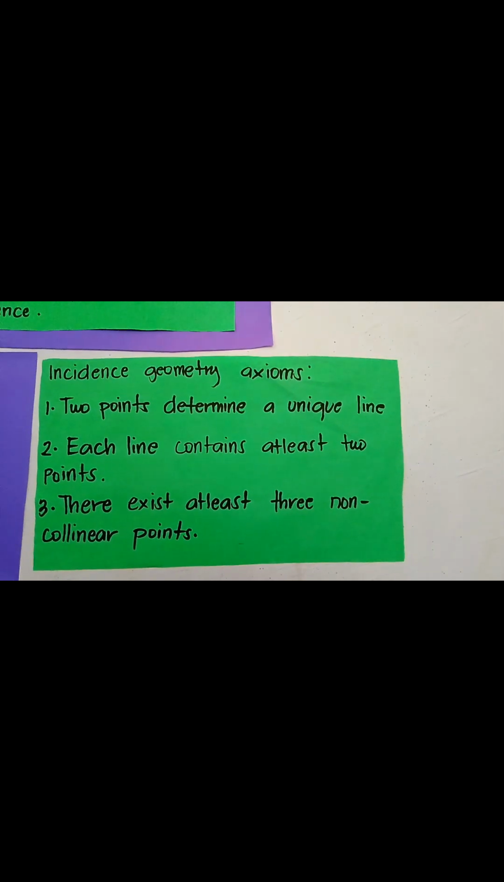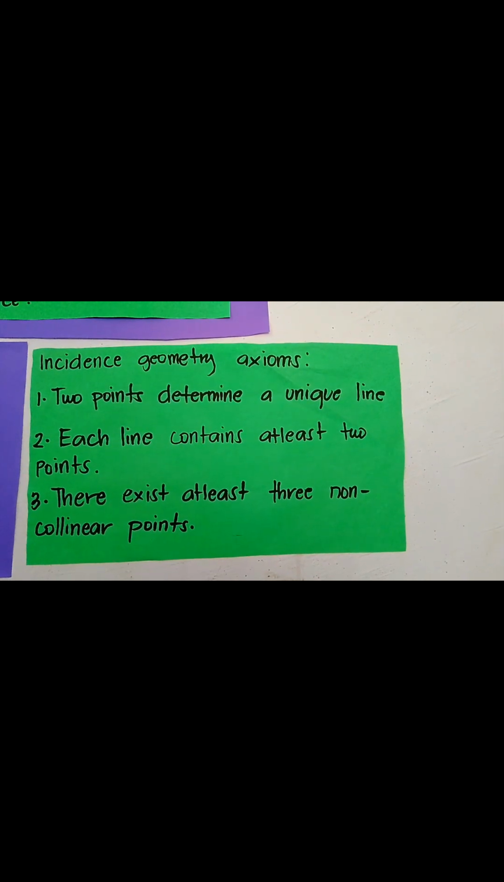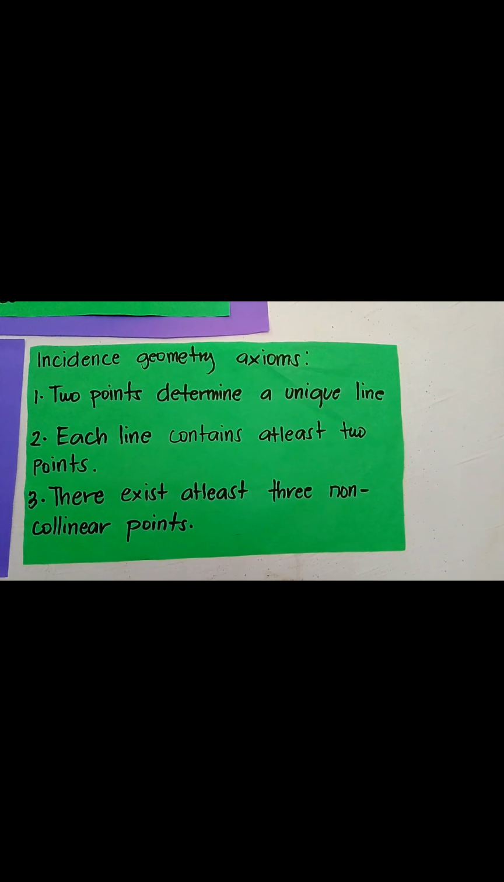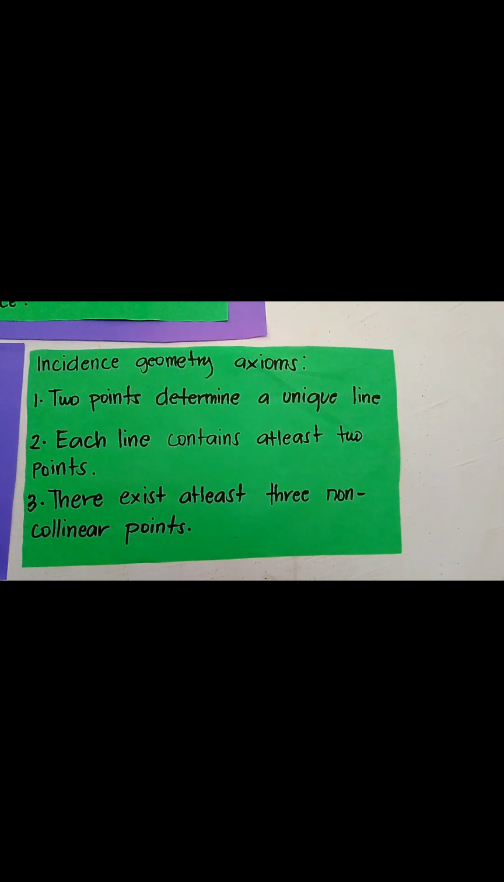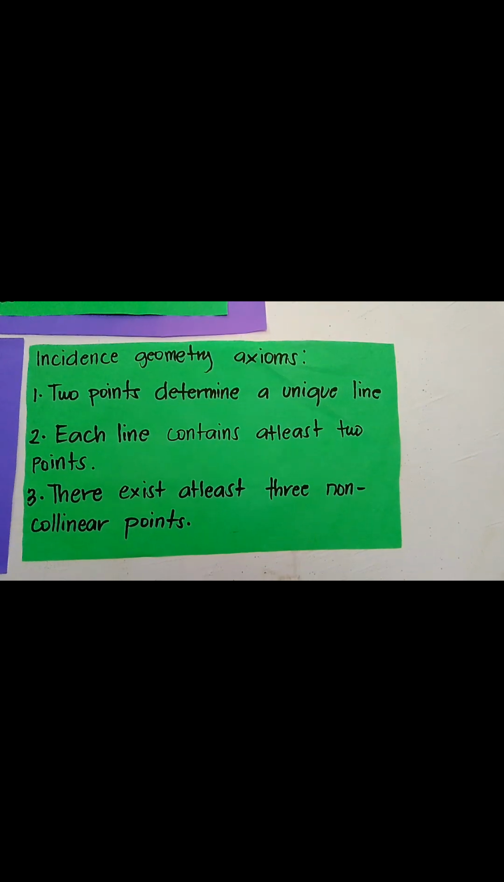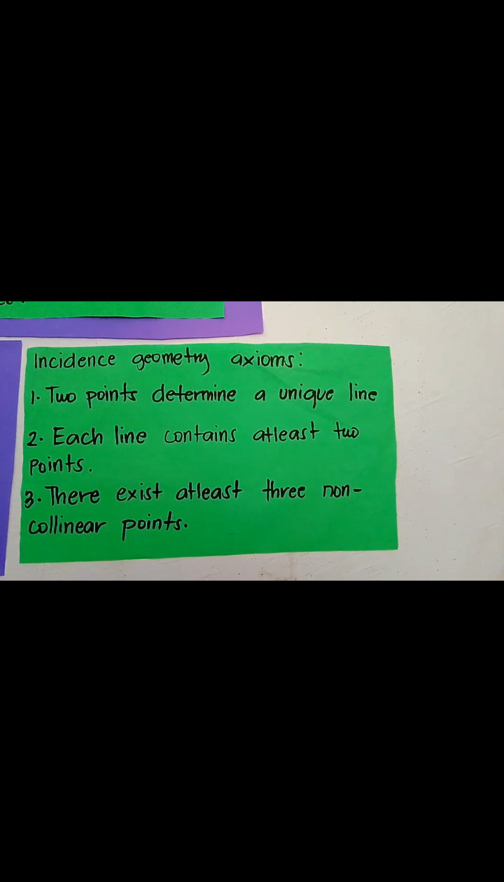So first, 2 points determine a unique line. Second is each line contains at least 2 points. Third, there exist at least 3 non-collinear points.